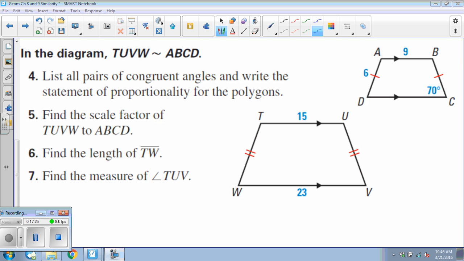Number 5, find the scale factor of. Pay attention, what to what. And then number 6, find the length of TW. And then number 7, find the measure of angle TUV. So y'all try to do that. There's some markings on these figures that we didn't see before. They show you what's congruent, but there's also something else. What's the added marking? Parallel, right? So if this is parallel to this, then that tells us something.